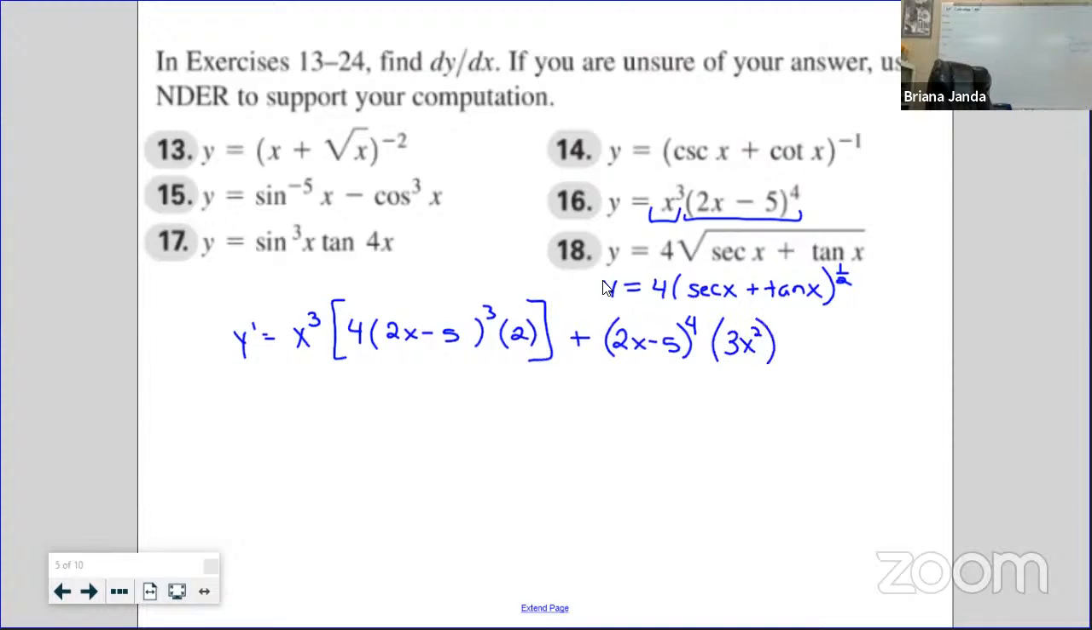And then again, just a cleanup process on this. Kind of what I was saying with Ella, I would maybe just take the 2 times the 4 times the x cubed, get 8x cubed, but I would not write that out.